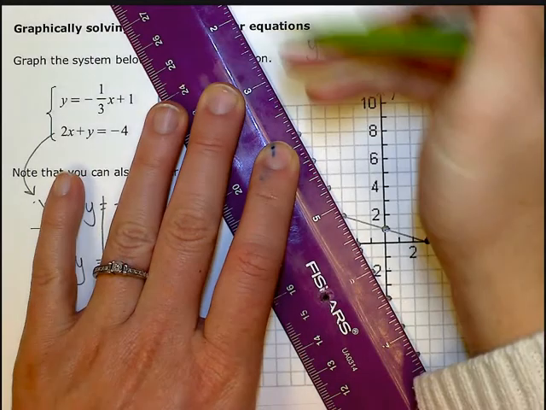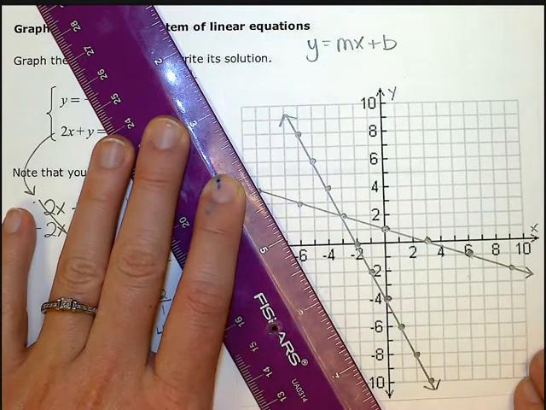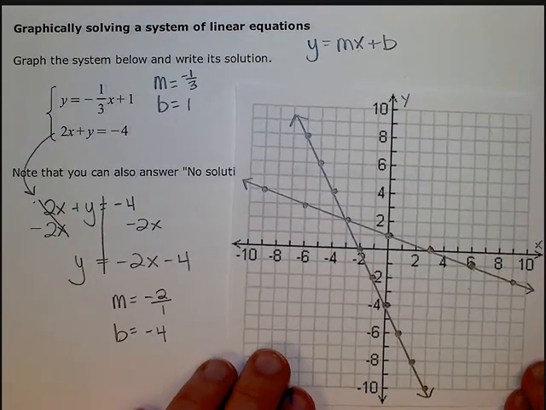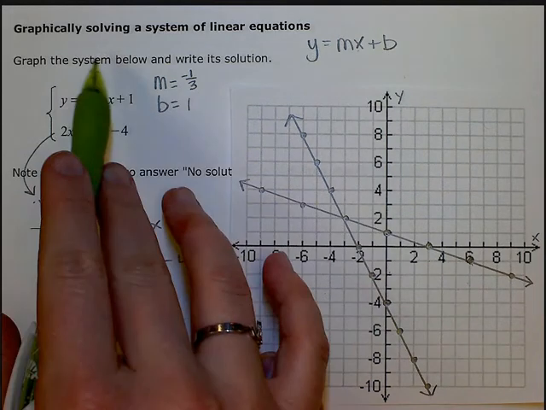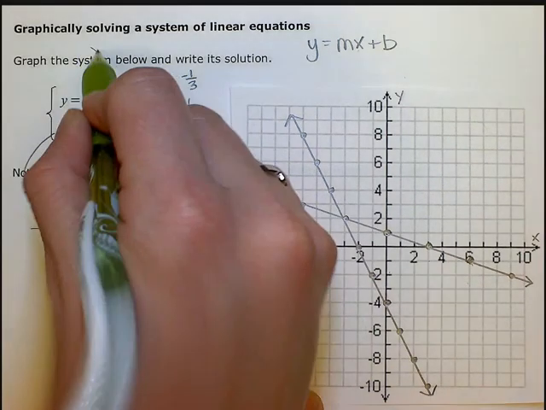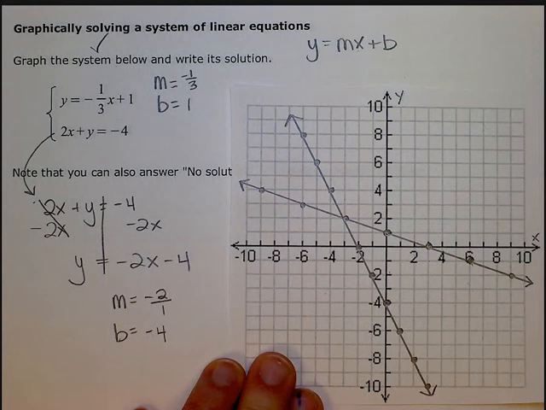Okay, so on Alex you can just push the buttons and it creates it for you, but since I'm doing it on paper here, you'll have to watch me draw it. Now it says graph the system below, which is what we just did. So we answered the first part of this question. Now it says write its solution.